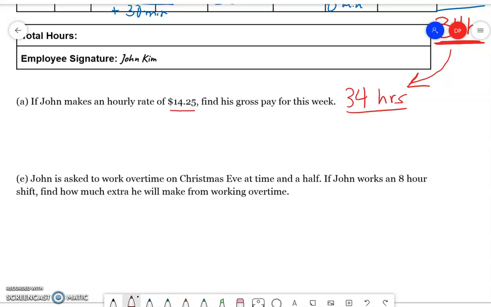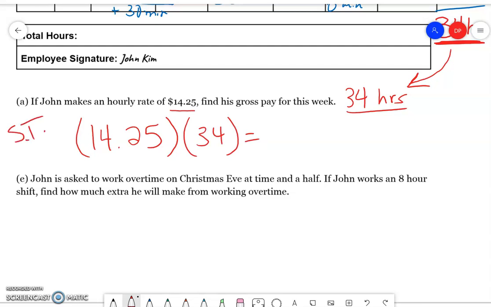All right. So in order to figure out how much money he made, we just have to multiply. 14.25 times 34 hours. So his straight time pay for this week is going to be $484.50.